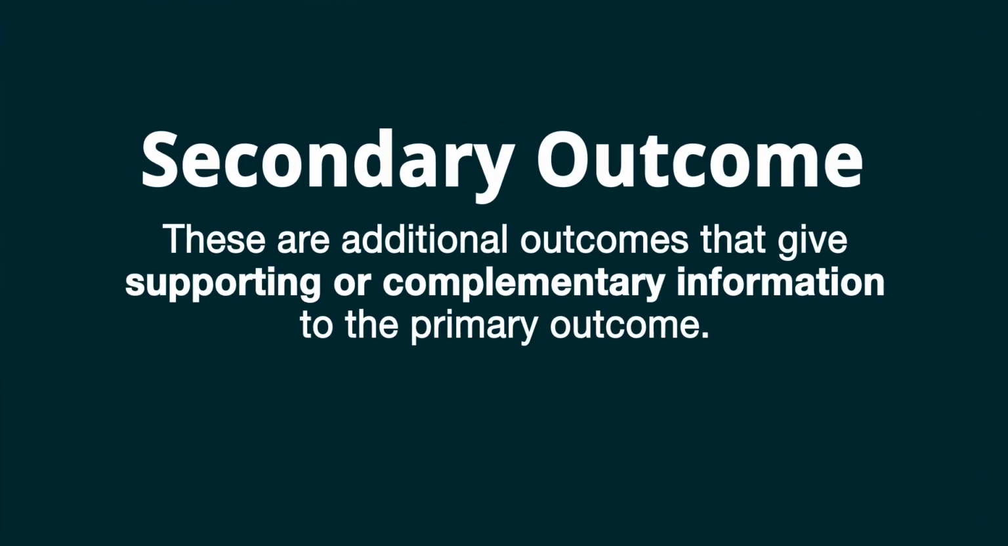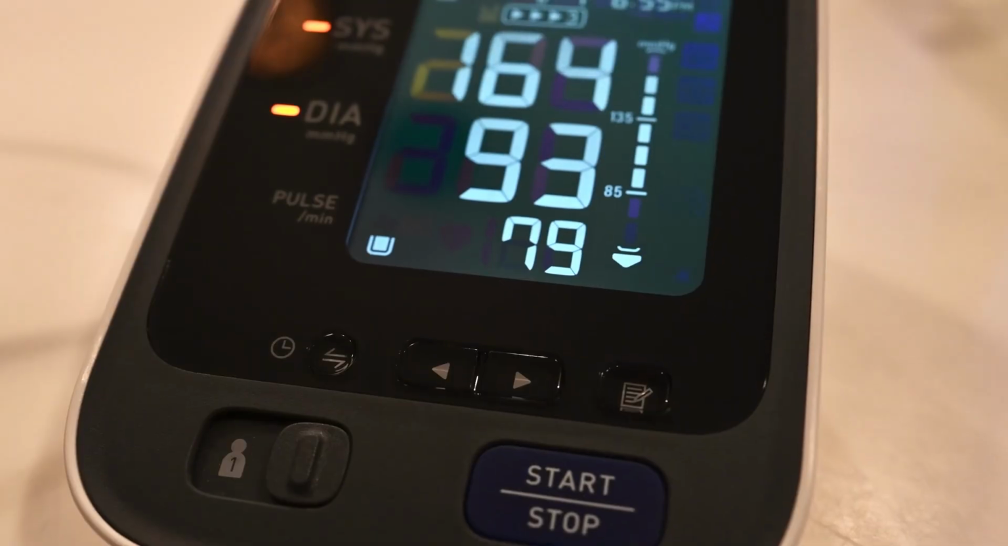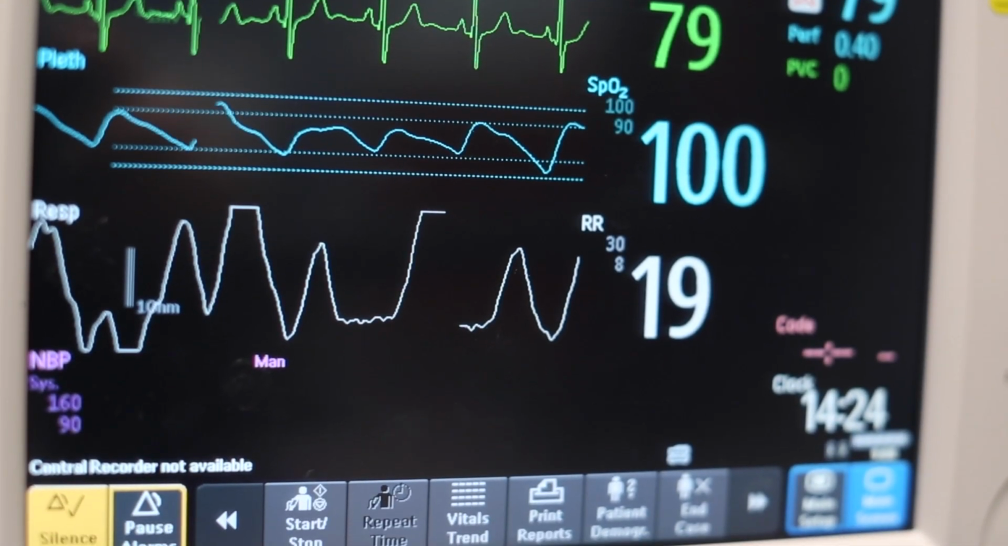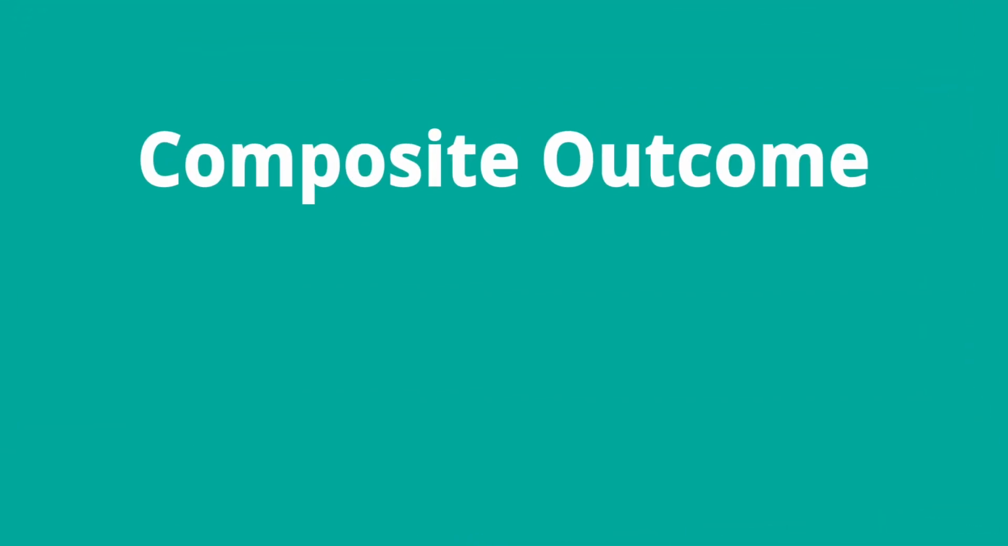Next is the secondary outcome. These are additional outcomes that give supporting or complementary information to the primary outcome. For example, in the same hypertension study, secondary outcomes could include diastolic blood pressure, heart rate, or other adverse events such as patient-reported dizziness.